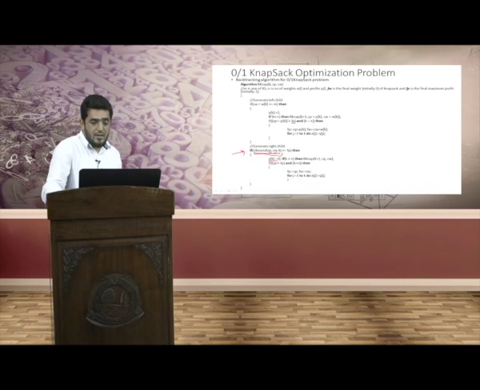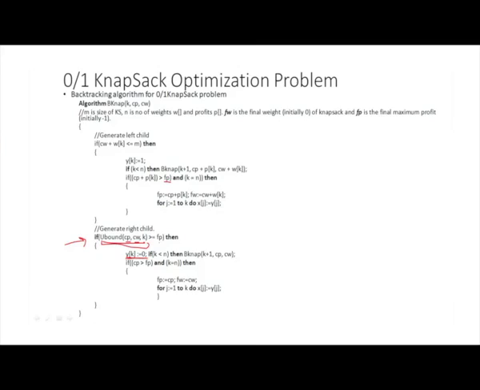So, yk here is equal to 0. As I said, the left child for a node means that the next item is being considered, and the right child for the current node means that the next item is not being considered. So, the right child here means yk would be equal to 0. So, we are not considering the kth item.